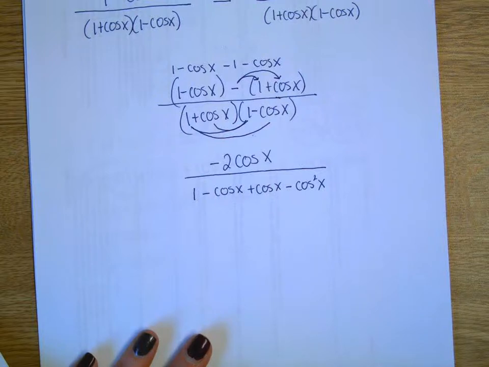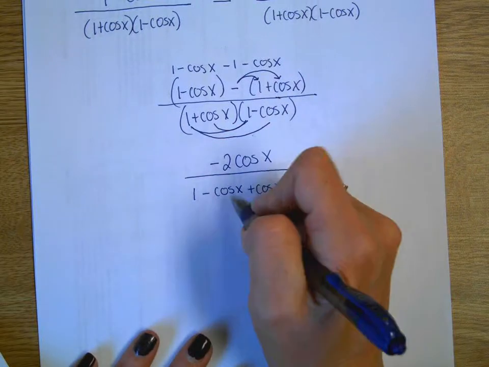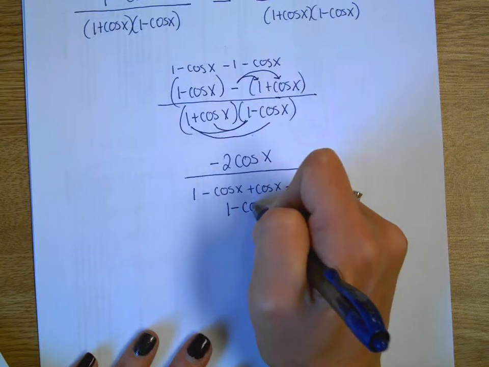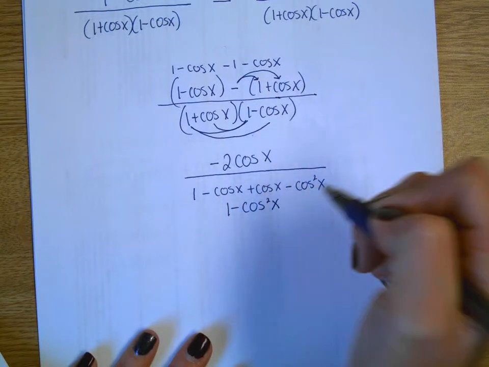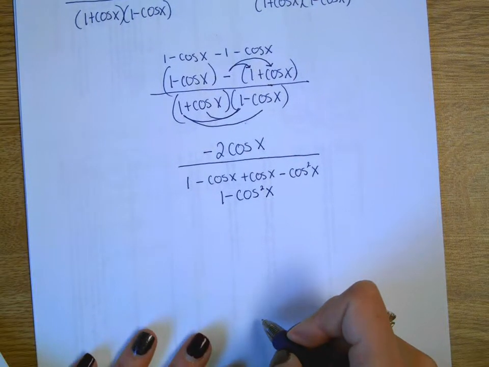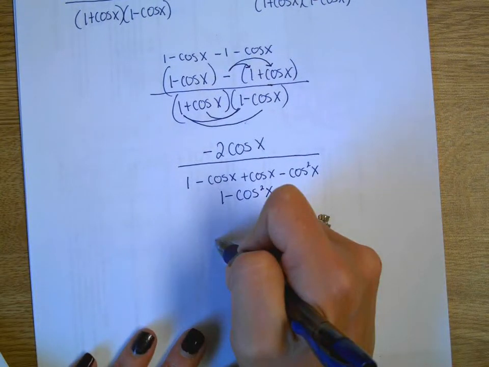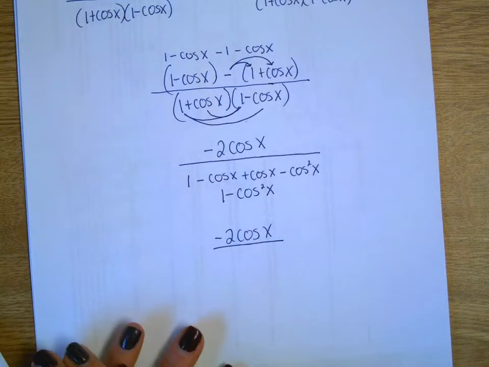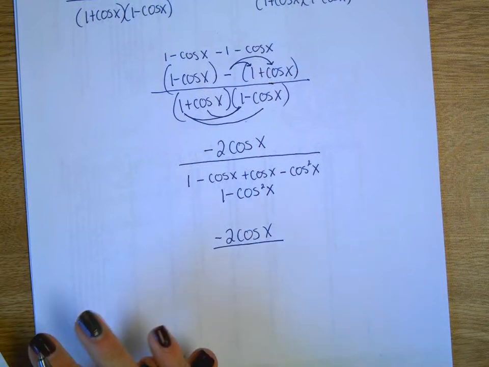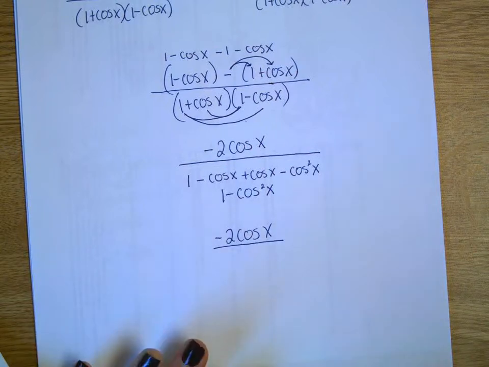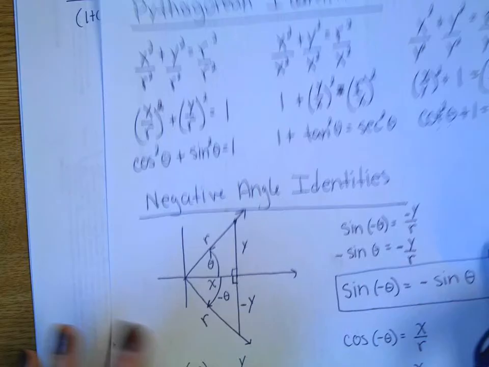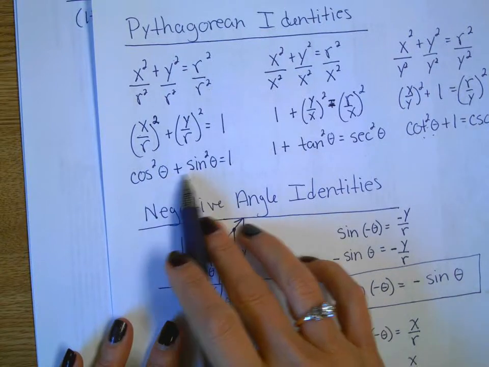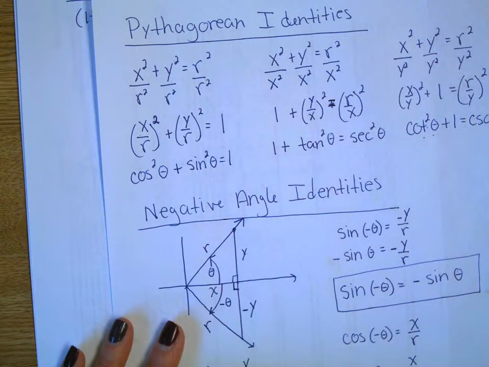So what do I actually have in the denominator? 1 minus cosine squared x. Wonder what that equals. One may never know. I've got 1 minus cosine squared. I've got this identity. Can you rearrange this to say 1 minus cosine squared? If you can, what does it equal?